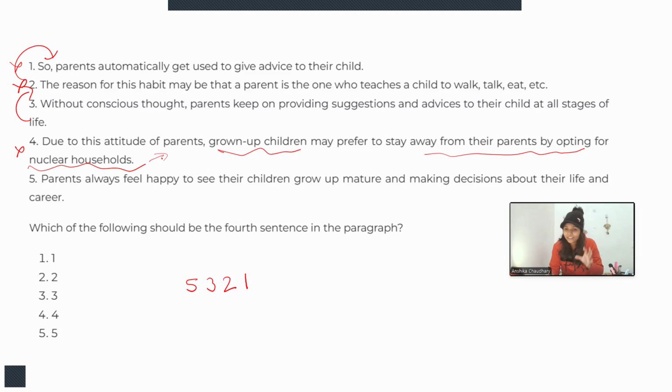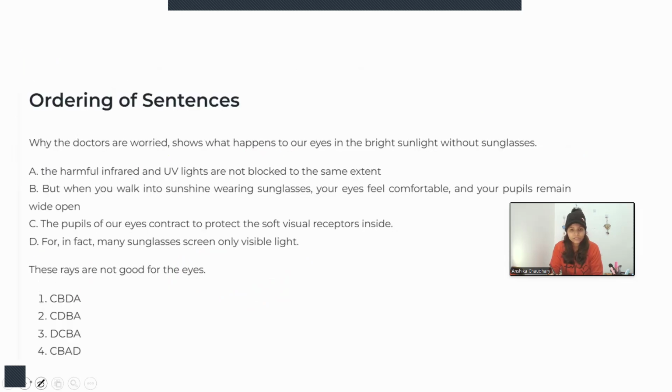So that's the reason that grown up children prefer to live separately in their nuclear household, etc. Right? So this is the conclusion, at the last. So this will be the correct formation of the paragraph. Now it is asking which of the following should be the fourth sentence in the paragraph. So fourth, that means the first one will be the fourth sentence of the paragraph. I hope it is clear to you. Now this will be your homework. You need to tell me in the comment section.